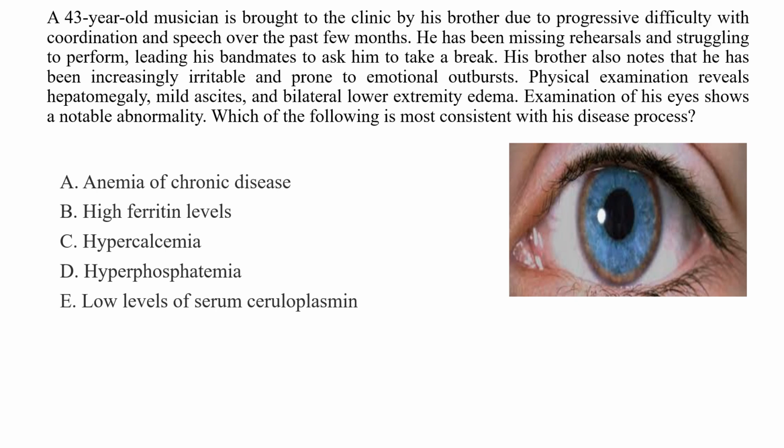Now the picture provided here is a picture of a Kayser-Fleischer ring. Kayser-Fleischer rings are copper deposits that form in the cornea of the eye, and they are a hallmark sign of Wilson disease. These rings appear as golden brown or greenish brown discoloration around the corneal margin. They are significant because they indicate that copper has accumulated in the tissues, which is a key feature of Wilson disease.